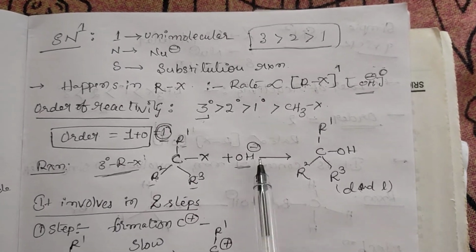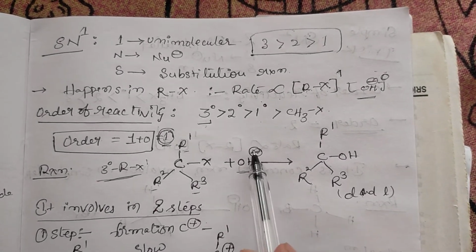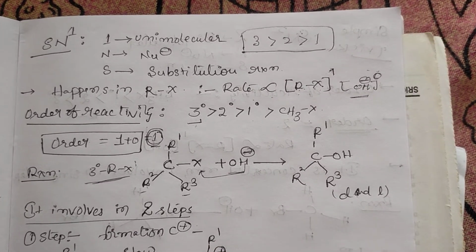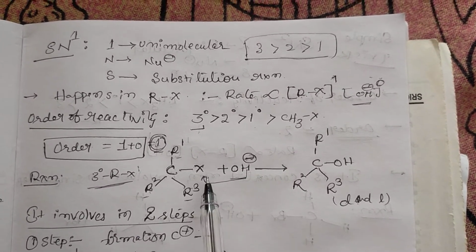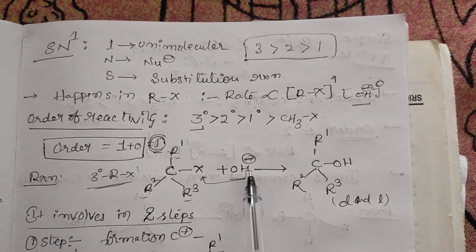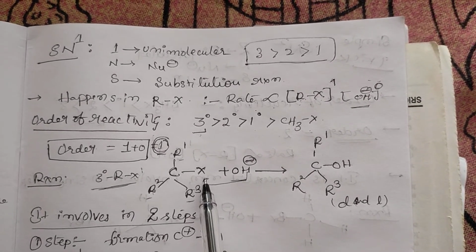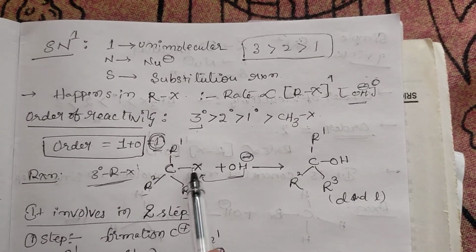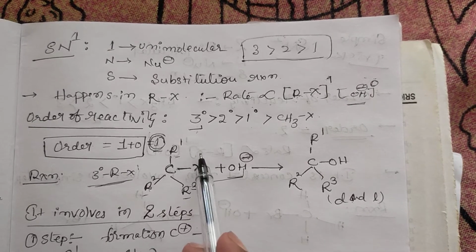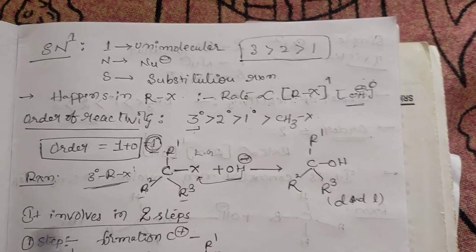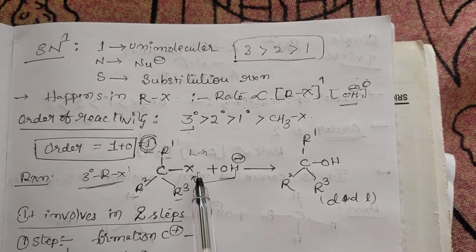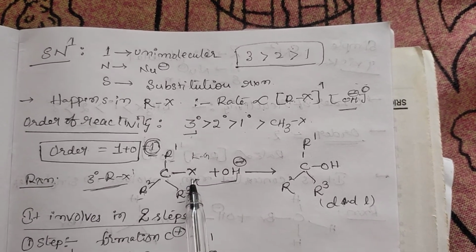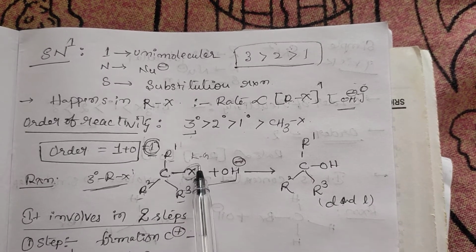OH minus is the nucleophile. This OH minus will substitute the halogen. So here, what is happening? Substitution takes place, nucleophilic substitution. The group which leaves from the alkyl halide is called the leaving group. And this is also a nucleophile. So one nucleophile will substitute the other nucleophile.